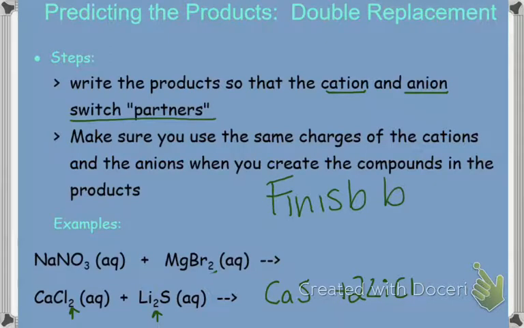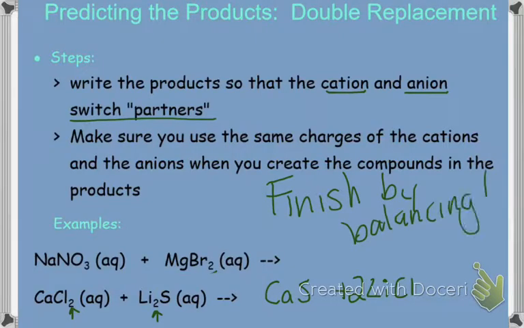Oops, that wasn't written correctly. Finish, not finisb. By balancing. We can never have an unbalanced equation.